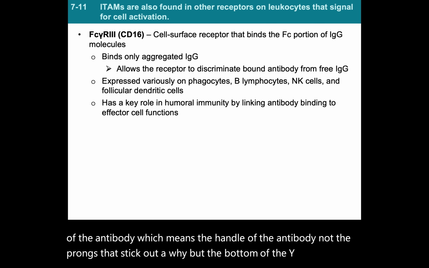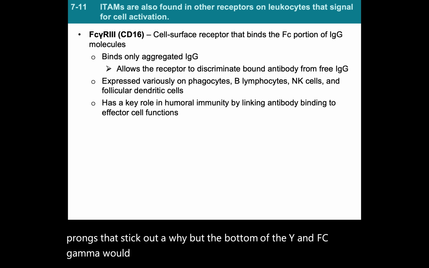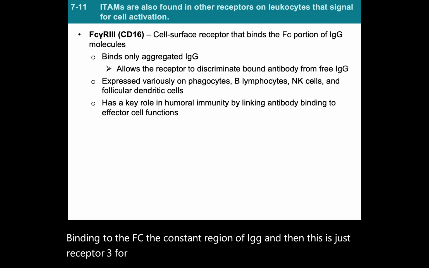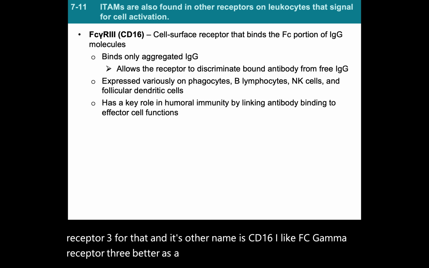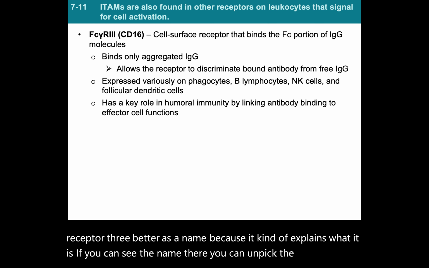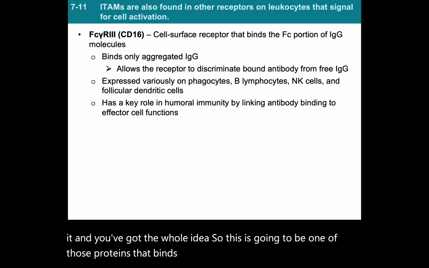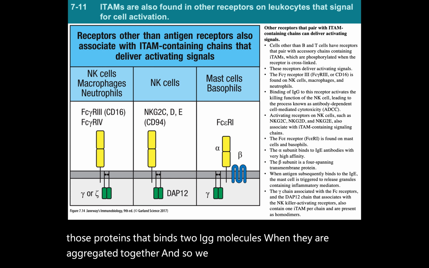And FC gamma would be binding to the FC, the constant region of IgG. And then this is just receptor 3 for that, and its other name is CD16. I like FC gamma receptor 3 better as a name because it kind of explains what it is. If you can see the name there, you can unpack the thing, and you've got the whole idea. So this is going to be one of those proteins that binds to IgG molecules when they are aggregated together. And so we will show what that looks like in a slide or two.